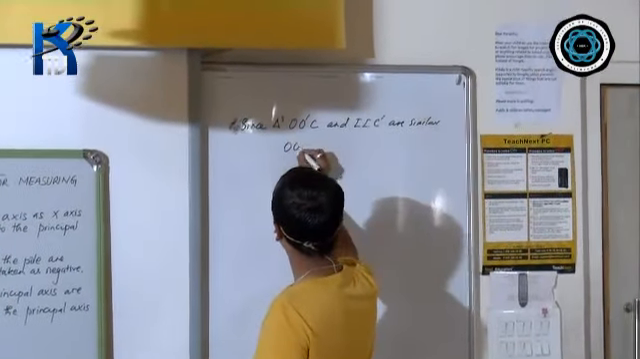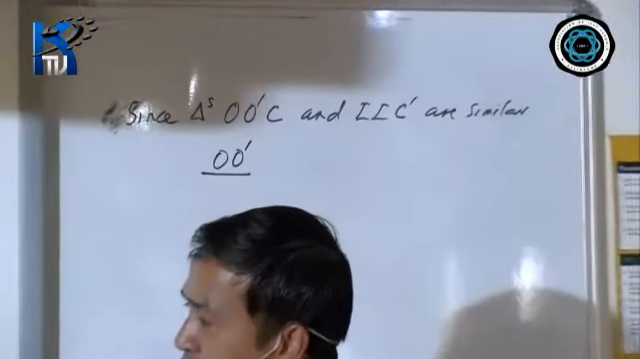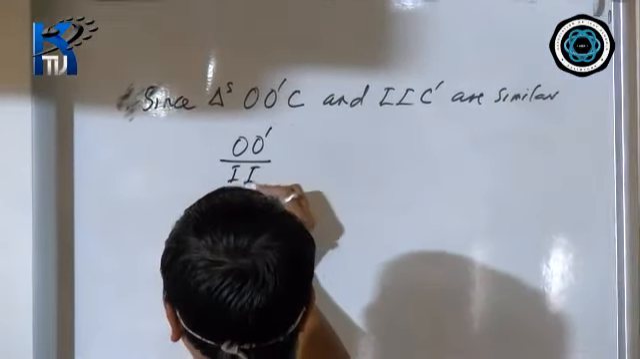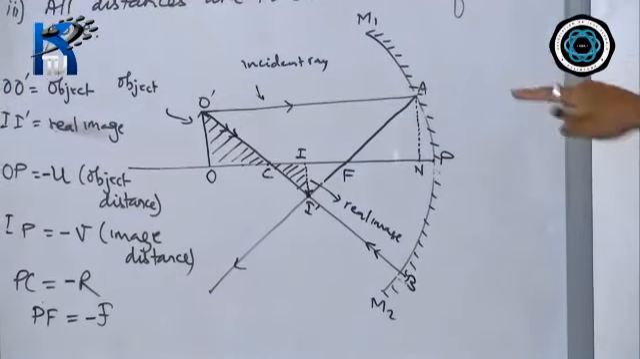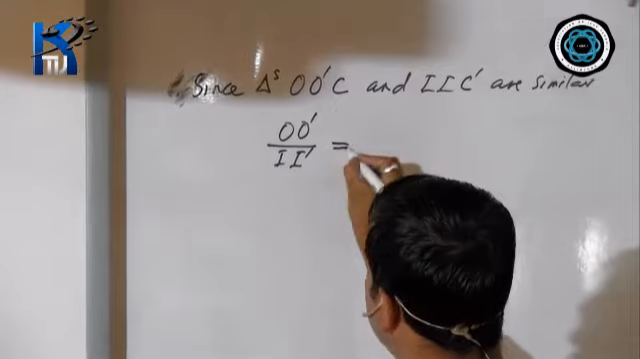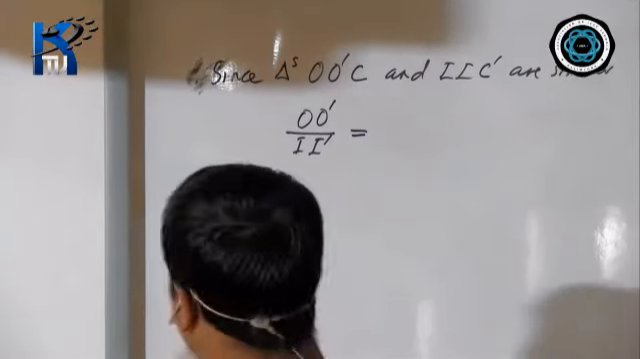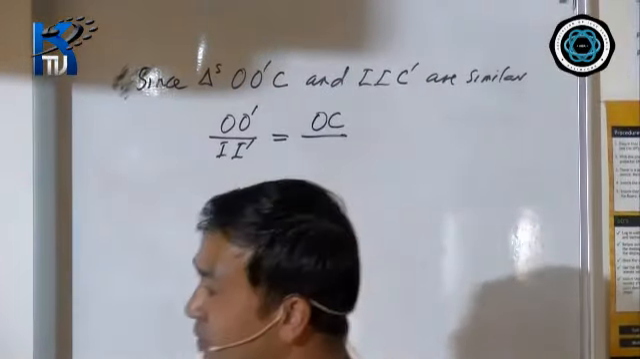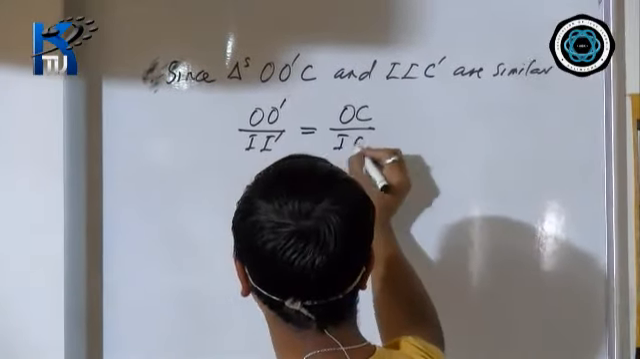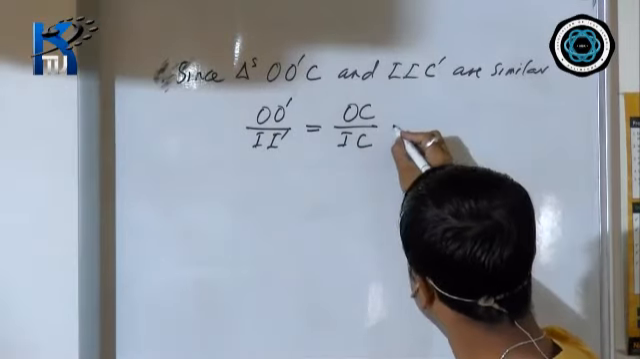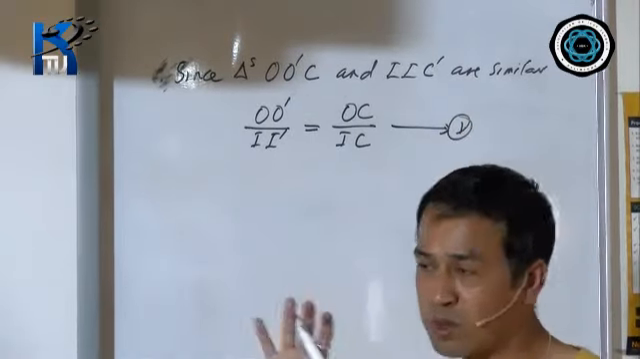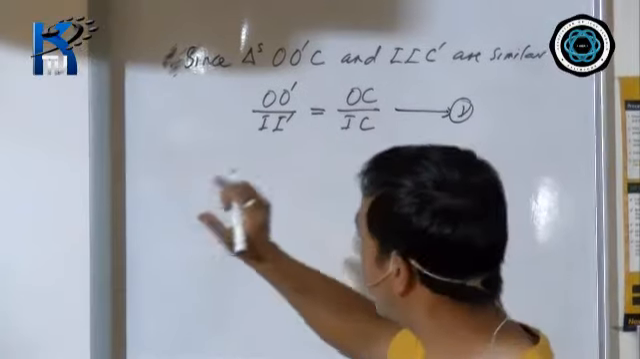I take two corresponding sides, one is OO' and another is II'. You can see in the diagram, OO' is the perpendicular side and II' is also the perpendicular side, the corresponding sides. Their ratio, O'O by I'I, is proportional to another side I am taking, that is OC by IC. That means O'O by I'I equals OC by IC. So I give this as equation number 1. I used one of the properties to get one of the relations.